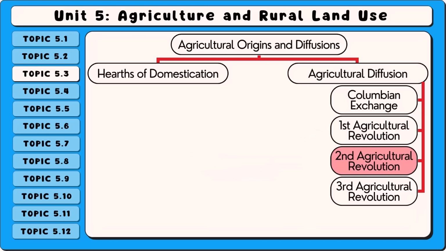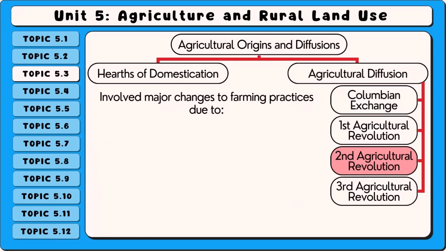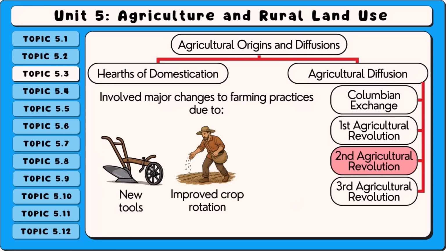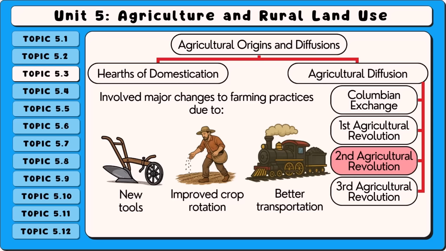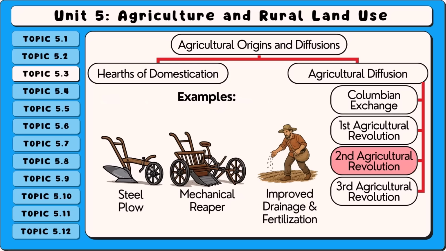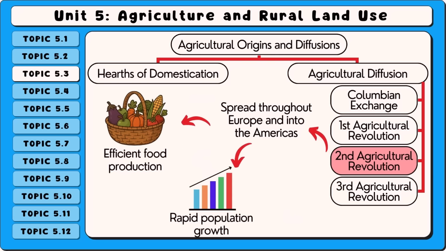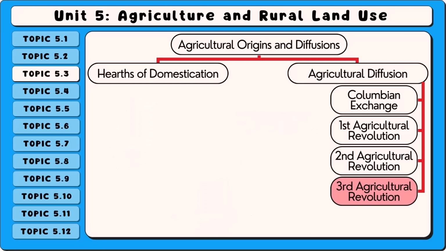The third pattern is the Second Agricultural Revolution, which began in Europe between the 17th and 19th centuries. It involved major changes to farming practices due to the use of new tools, improved crop rotation, and better transportation. The invention of the steel plow, mechanical reaper, and improvements in drainage and fertilization helped increase productivity. These innovations spread throughout Europe and into the Americas, making food production more efficient and supporting rapid population growth during the Industrial Revolution.